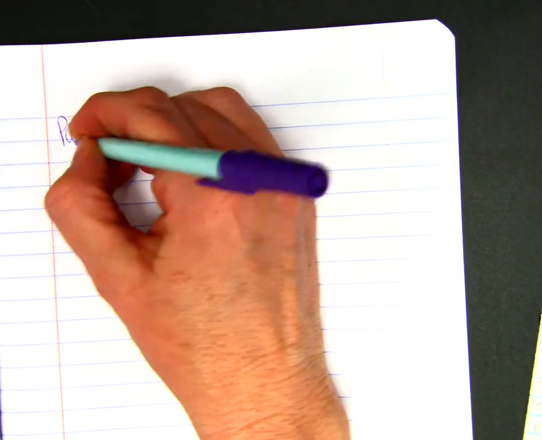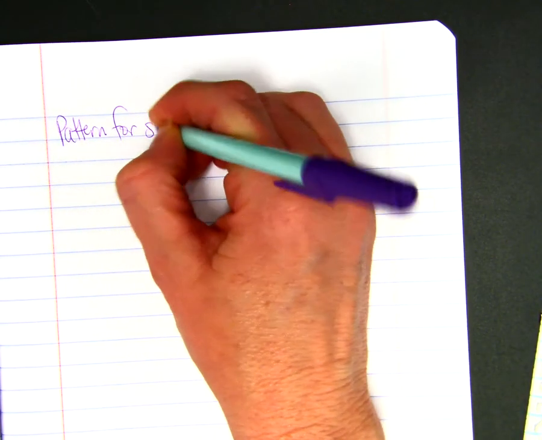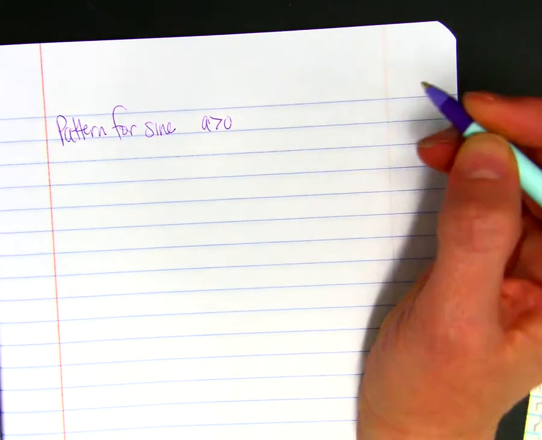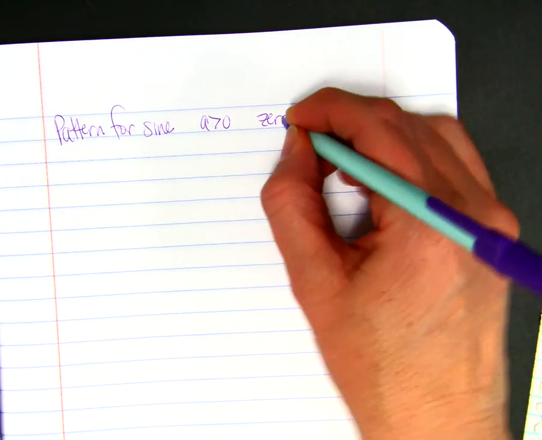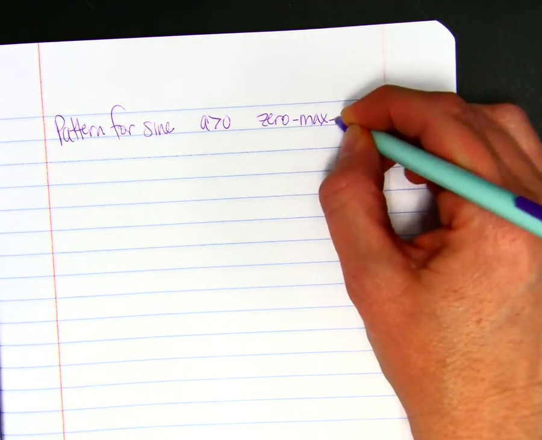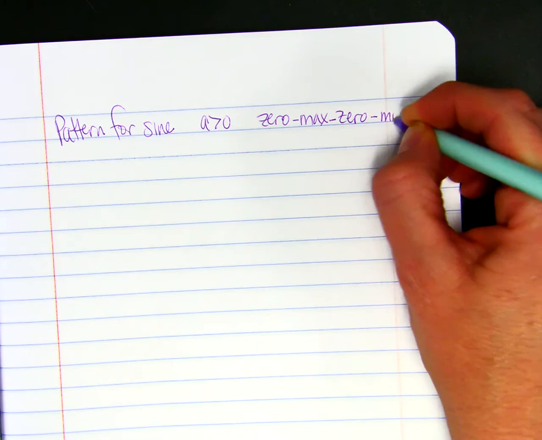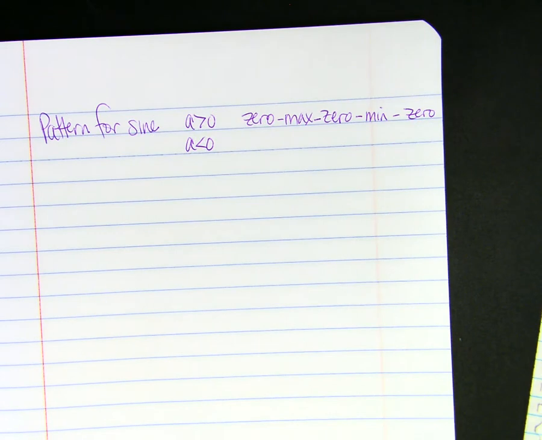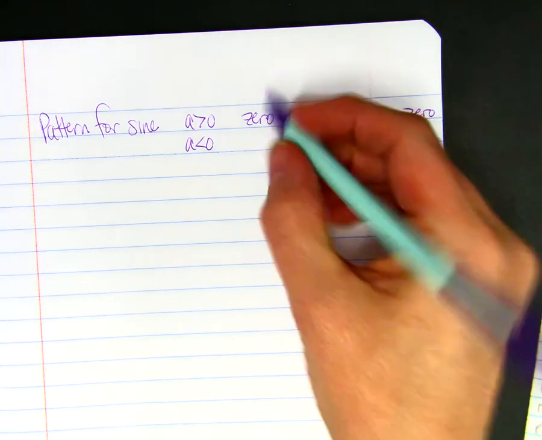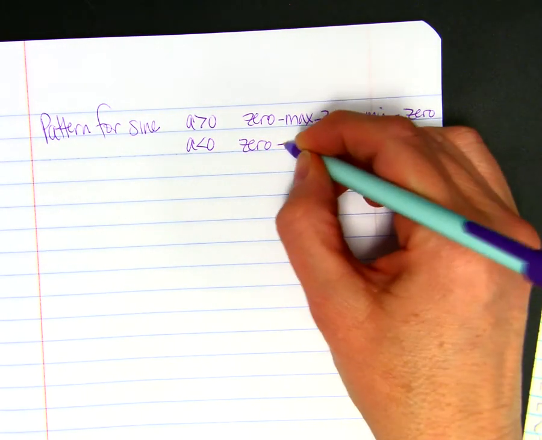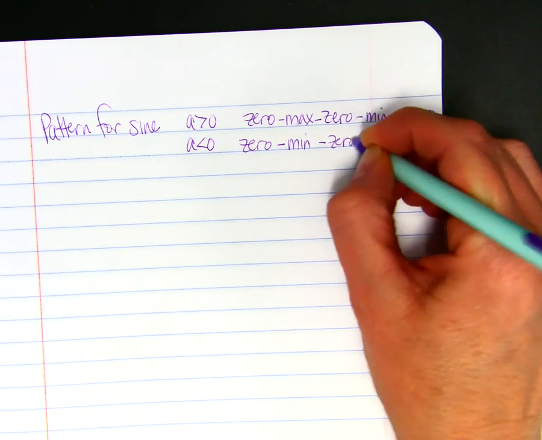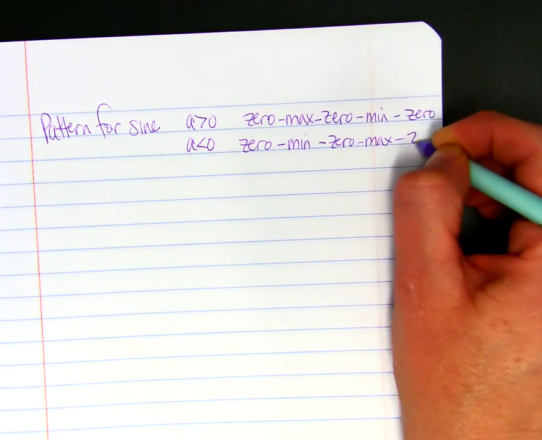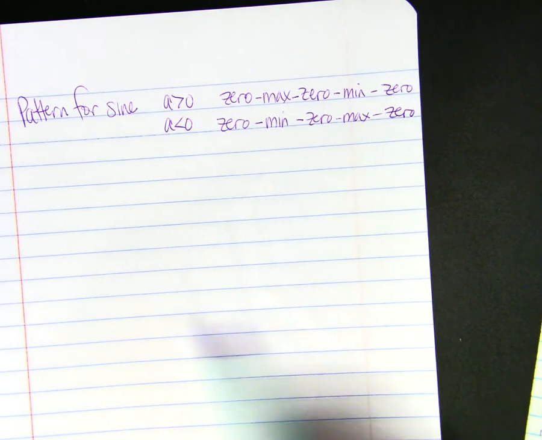So the pattern for sine, if a is greater than 0, it's going to start at 0, go up to the max, cross through 0, go down to the min, and then go back to 0. If a is less than 0, it will be a reflection in the x-axis. So it'll start with 0, go down to the minimum, cross through 0, go up to the max, and then go through 0. And then it will keep repeating. Min, 0, max, 0, min, 0, max, 0.